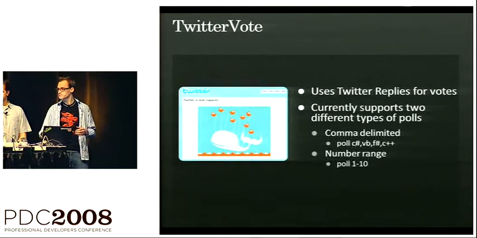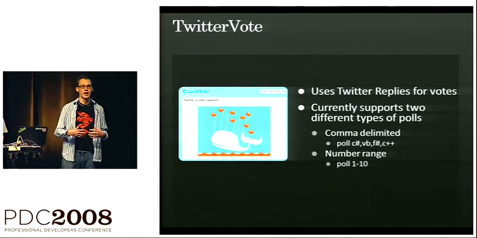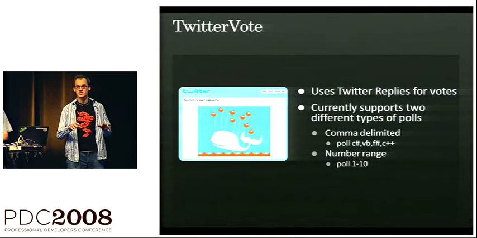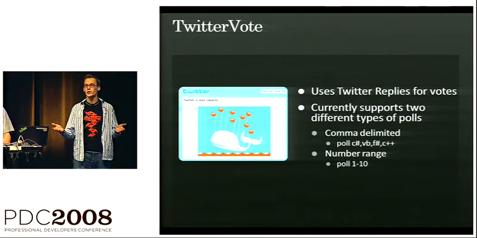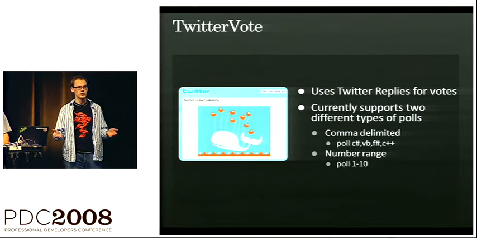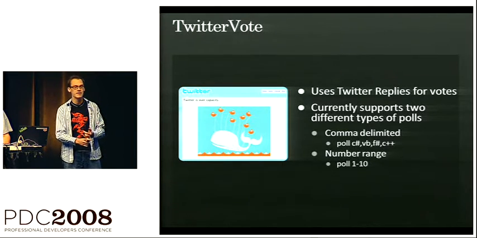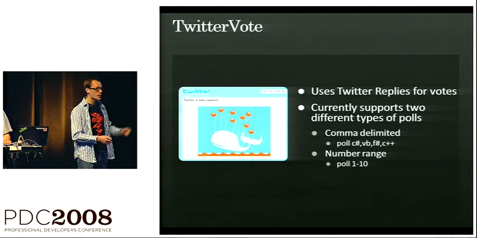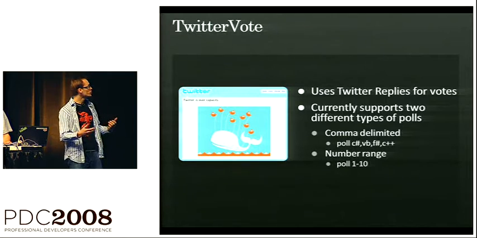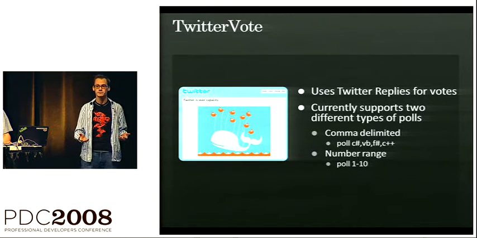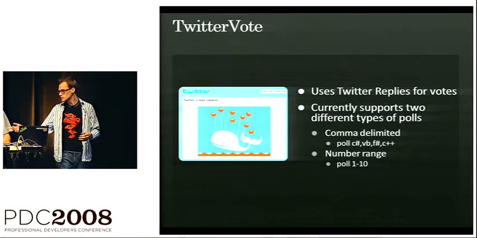We created, go back one. So what we did was we created a polling application. So the cool thing is, let's say, where do you want to eat tonight? Do you want Chinese or Thai food? So what you can do is you can create a comma delimited list, or you can create a number range list right now, or a number range poll.